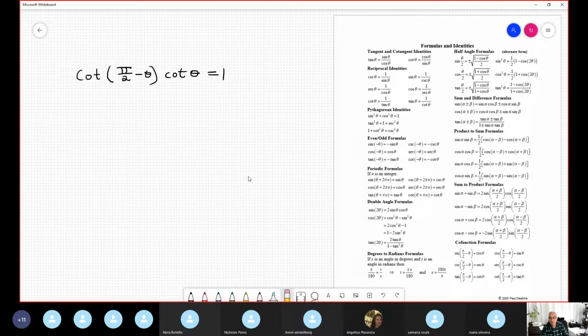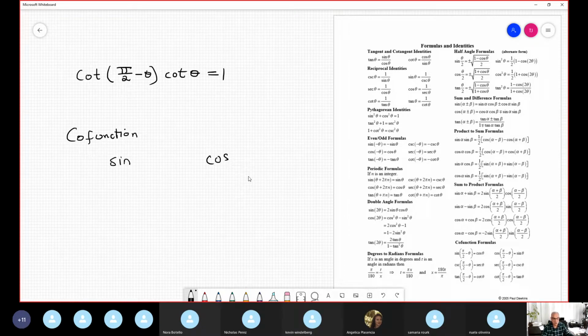Okay. In this case, yes, you have cofunction formulas. What is a cofunction? Any trigonometric function has a cofunction. For example, what is the cofunction of sine? It's cosine. This is the cofunction.